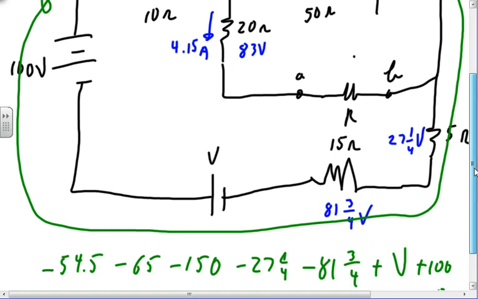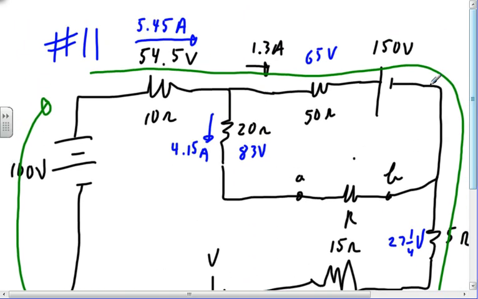How'd you get minus 150 though? You had 100. I'm right here. This is the positive side of the battery. That's the negative side of the battery. I'm going this way, so I went down.